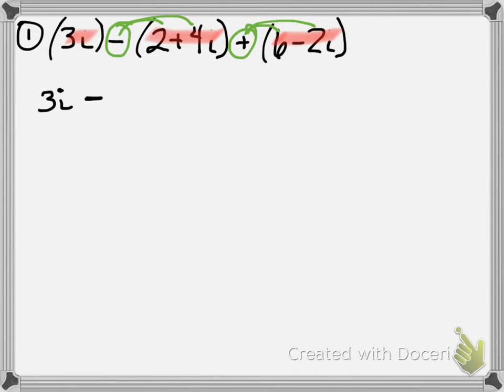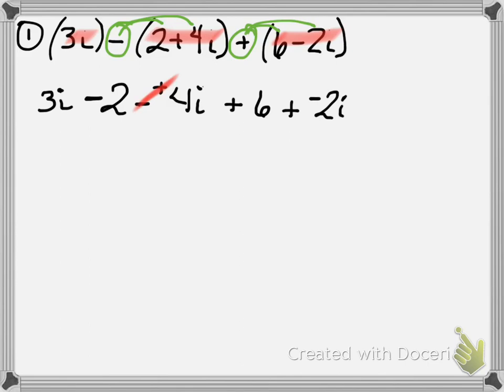Then we're going to take that minus, and we're going to distribute it to the positive 2. And that minus, we're going to distribute it to the positive 4i. Same thing on this next one. We're going to take that plus sign, and we're going to distribute it to the 6. And that plus sign, we're going to go with the negative 2i. You don't have to write it where the signs are combined and shown this way. I'm just showing where they came from.